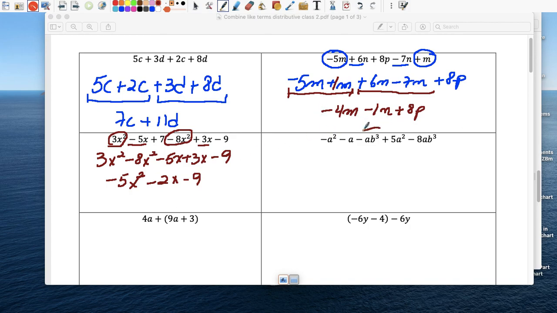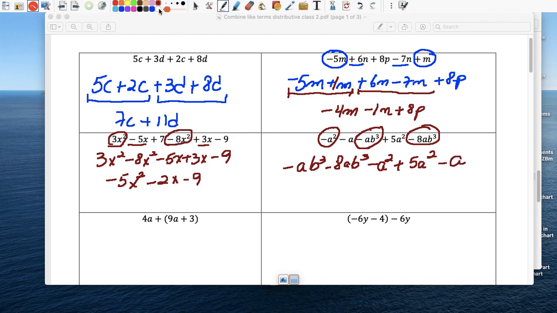9. Let's see. This guy here and this guy here are like terms. They're both AB cubed. So negative AB cubed minus 8AB cubed, and then negative A squared plus 5A squared, and then minus A at the end.